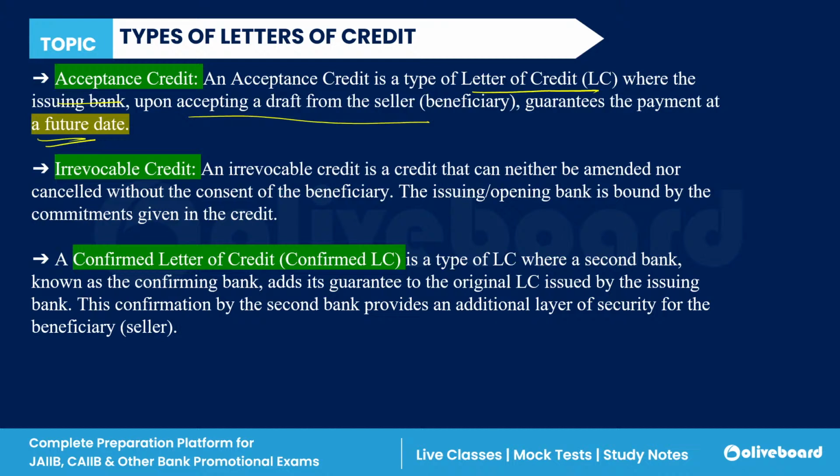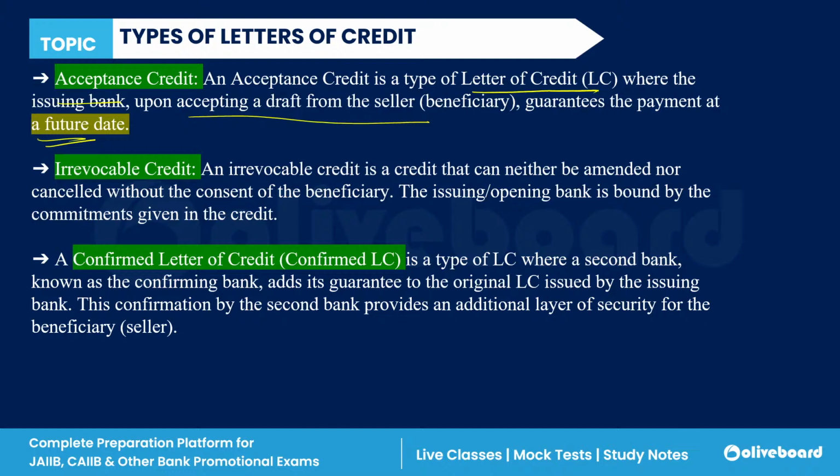So, what is an acceptance credit? In this letter of credit, the payment is not done immediately. Payment is done on a future date. Once the letter of credit is issued by the issuing bank and upon accepting the draft from the seller, the issuing bank guarantees a payment at a specific future date, saying I will be paying you, but after 30 days. That is the acceptance credit.